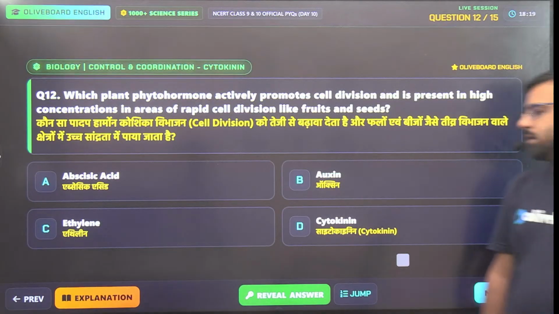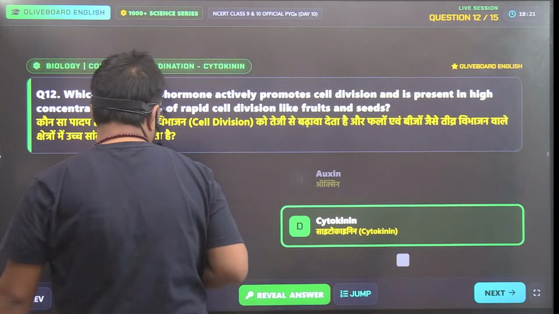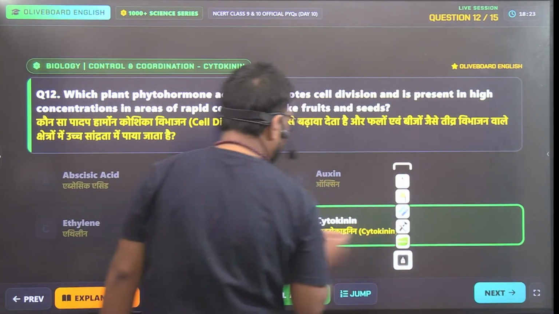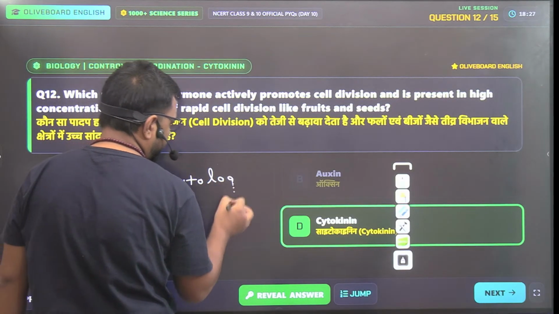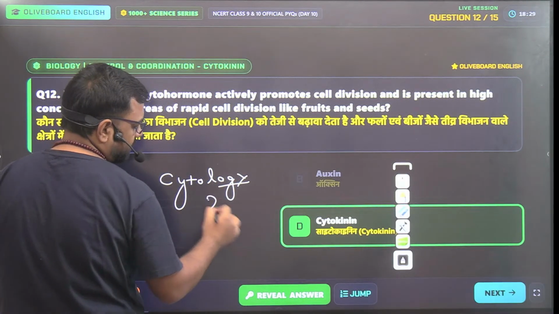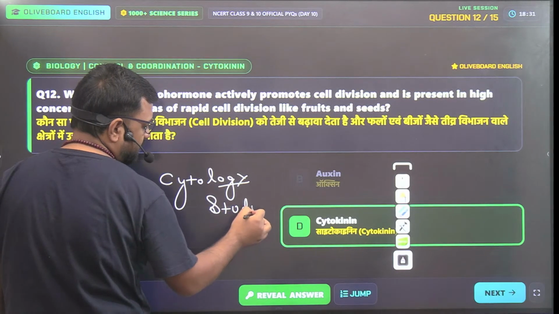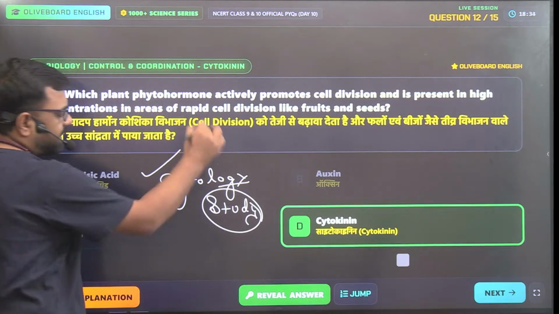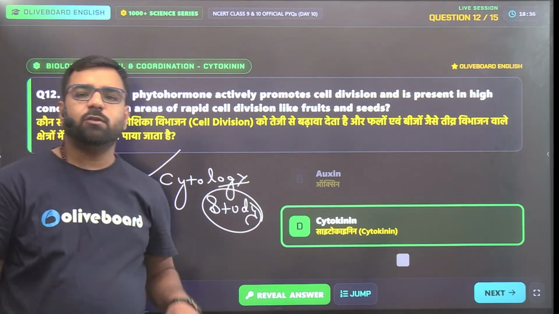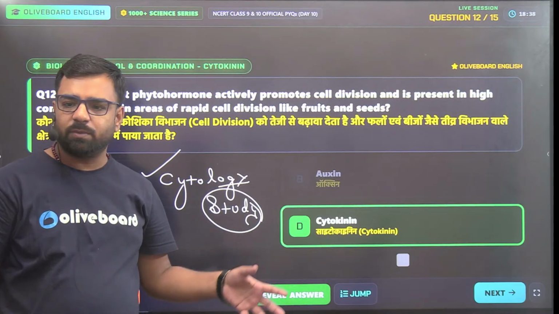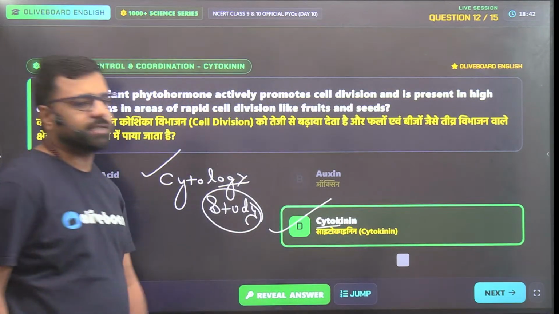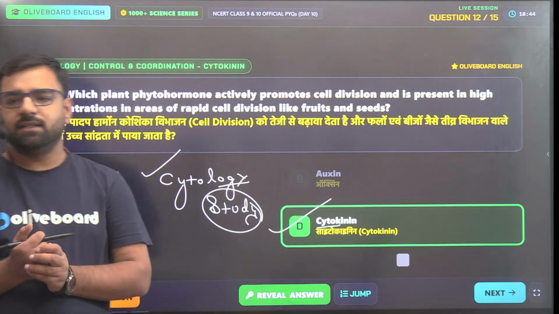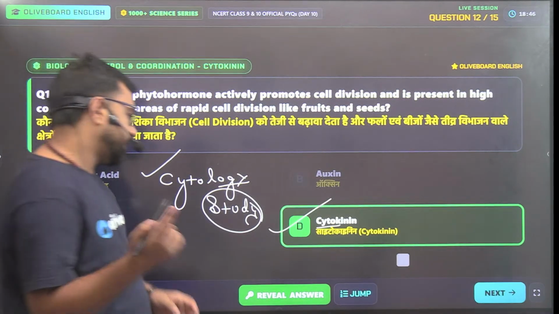See, we have discussed this, I guess. Cytology, what is it? Logy has come from the term logos, which means to study. So the study of the cell is cytology, right? Similarly, cytoplasm, the liquid that is present in the cell. Here you can link it with cyto again. So cytokinin is linked with cell division, right? So here D is the correct answer.